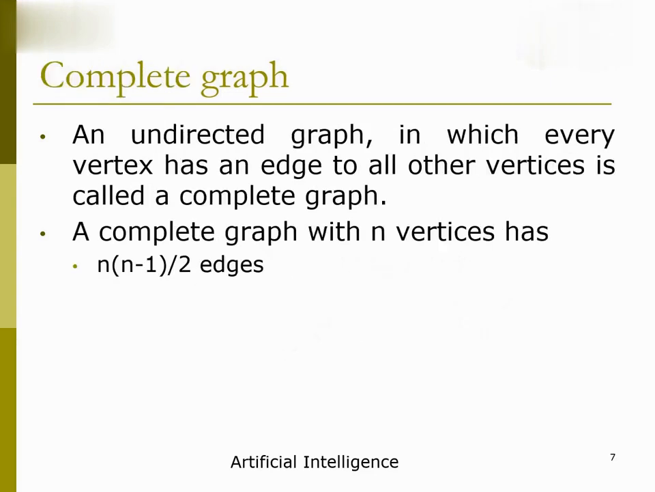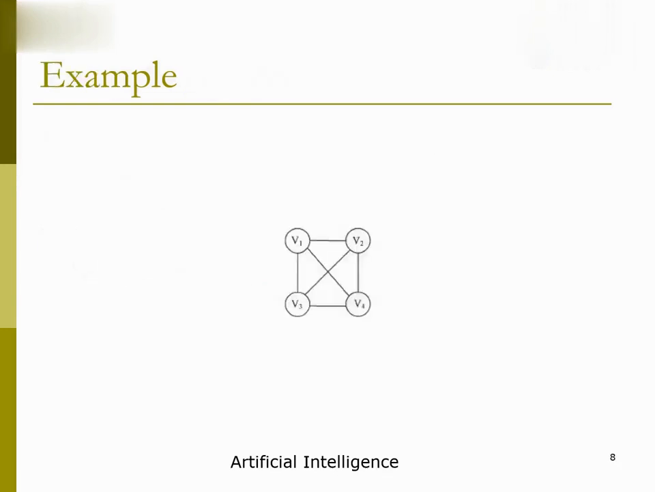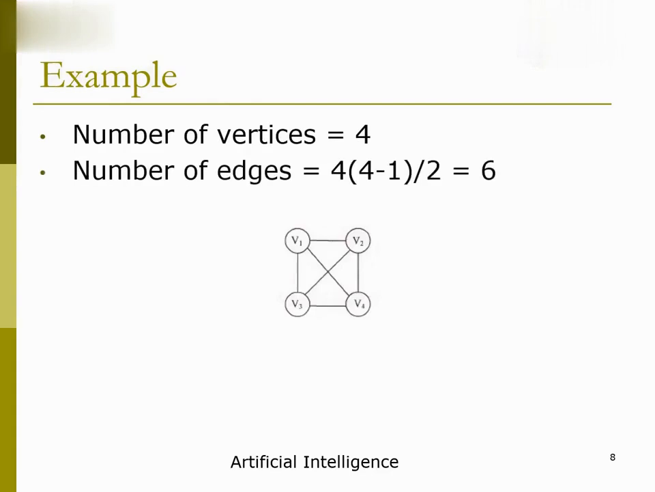A complete graph is one in which each vertex has an edge to all the other vertices. A complete graph with n vertices will have n into (n minus 1) divided by 2 edges. In this graph, there are 4 vertices. So the number of edges will be 4 into (4 minus 1) divided by 2, which is equal to 6. So there are 6 edges here in a complete graph.